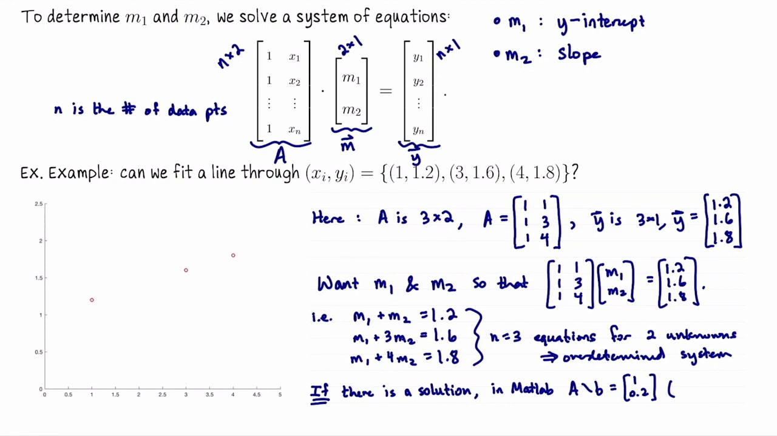So MATLAB's left division gave us 1 and 0.2. That means our line of best fit is y equals 1 plus 0.2x. In other words, a y-intercept of 1 and a slope of 0.2.